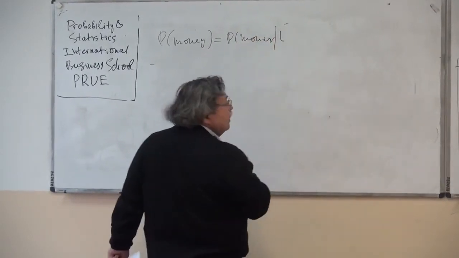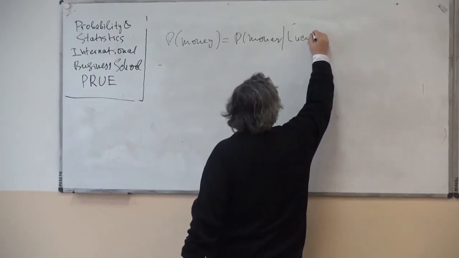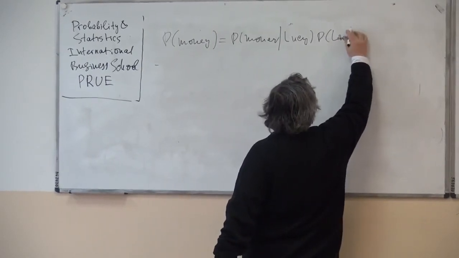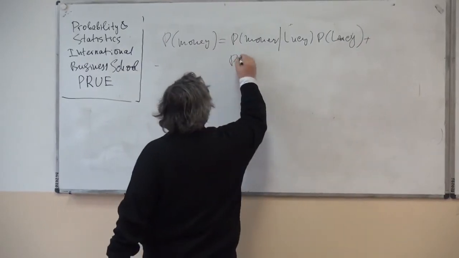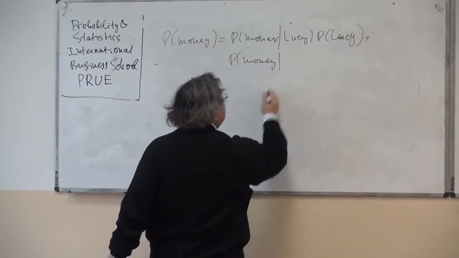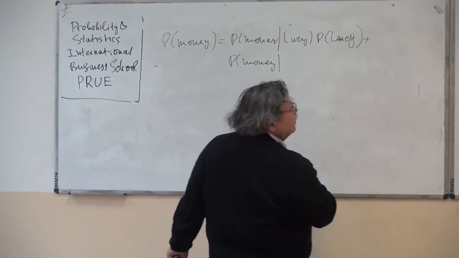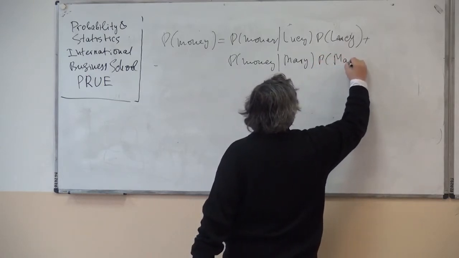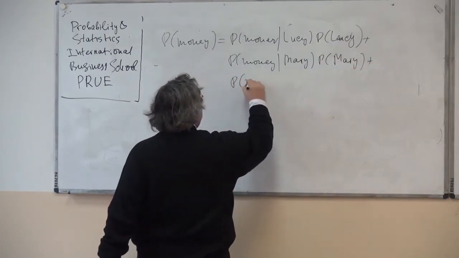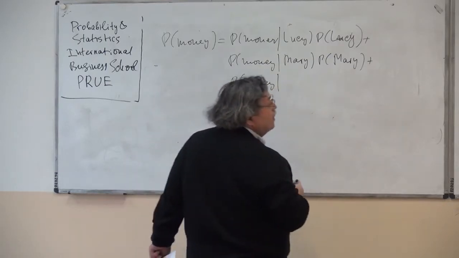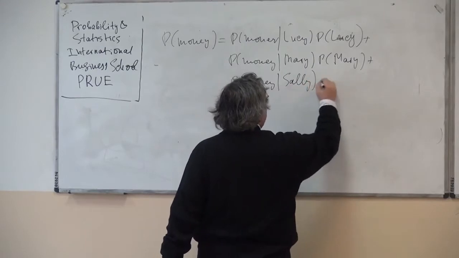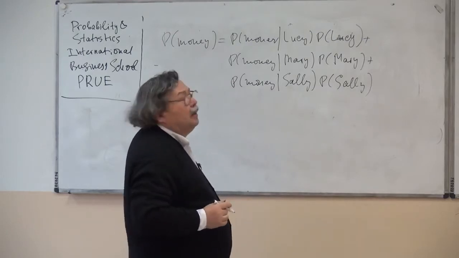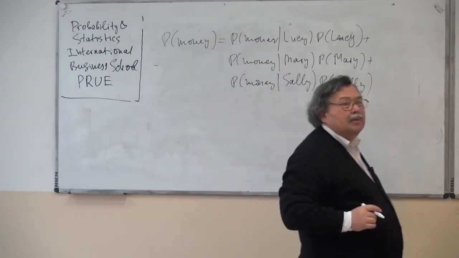All right, so probability of money given that the letter comes from Aunt Lucy times the probability that the letter comes from Aunt Lucy, plus probability that there is money in the letter given that the letter comes from Aunt Mary times the probability of Mary, plus probability of money given Sally times the probability of Aunt Sally. Okay, do we know all that we need to know to use this formula?